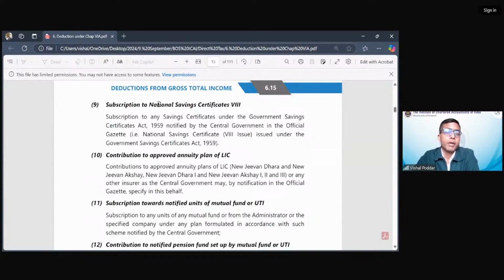Next is I have taken out NSC, National Savings Certificate. Right now, the issue which is going on is 8th issue, so it is called NSC 8. Now, at different periods of time, government has brought different schemes of NSC. So you have scheme 1, scheme 2, scheme 3, scheme 4. Today, the scheme which is running is scheme number 8. So we call it NSC 8. It is a scheme of government. If you invest your money in that particular scheme, you are eligible for deduction.